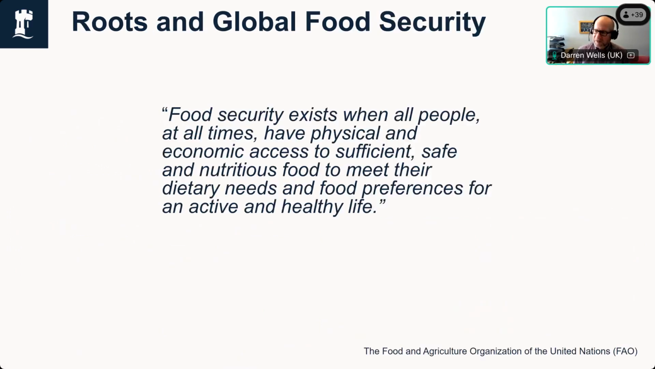And there's a place for roots and root research in addressing one of the big challenges of our age, which is global food security. And the FAO's definition is the one I tend to use, which is this one: food security is when all people have physical and economic access to sufficient, safe and nutritious food to meet their dietary needs.